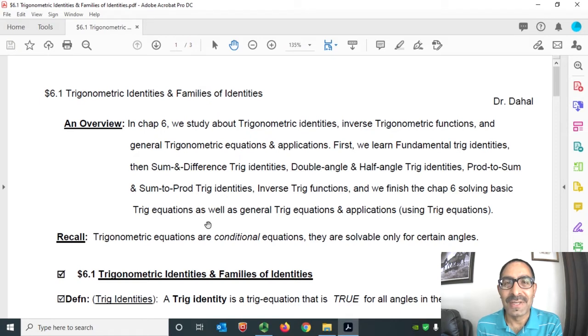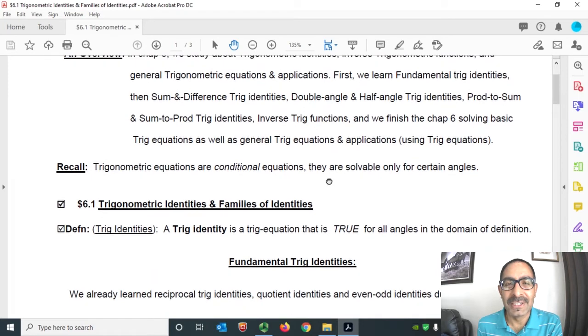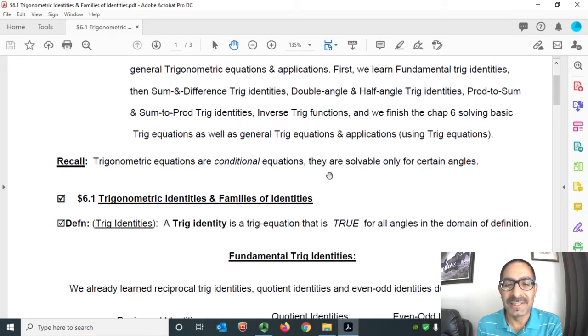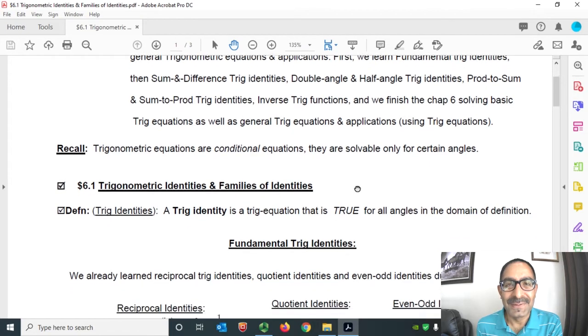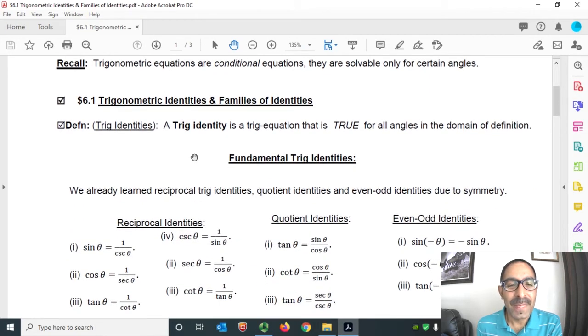So now let's begin section 6.1, trigonometric identities and families of identities. First, definitions. Let me scroll down. A trig identity is a trig equation that is true for all angles in the domain of definition. By the way, trigonometric equations are conditional equations. They are solvable only for certain angles. So a trigonometric identity is a trig equation that is true for all angles in the domain.